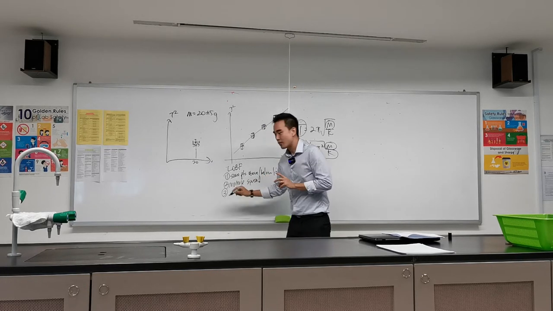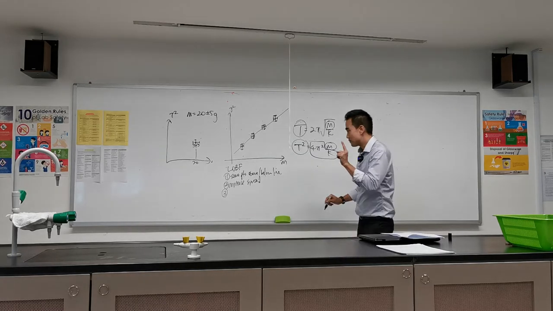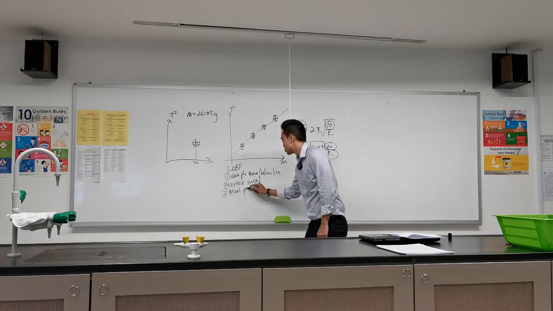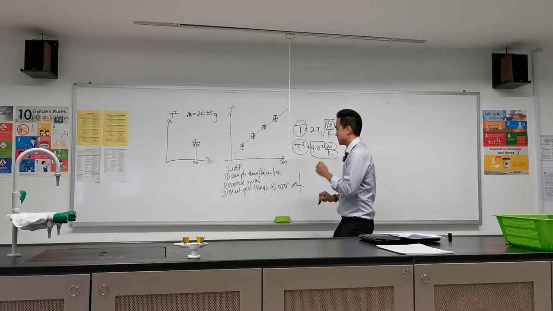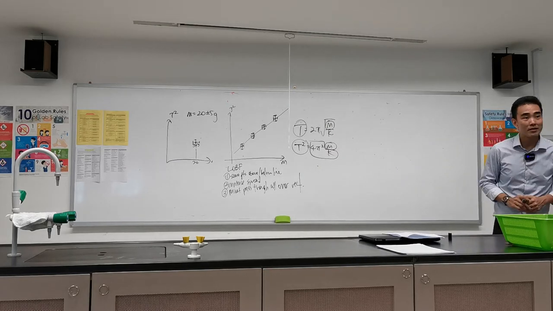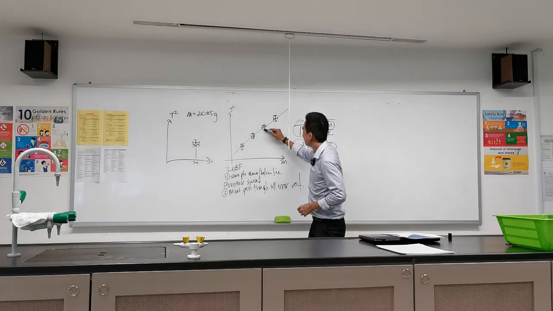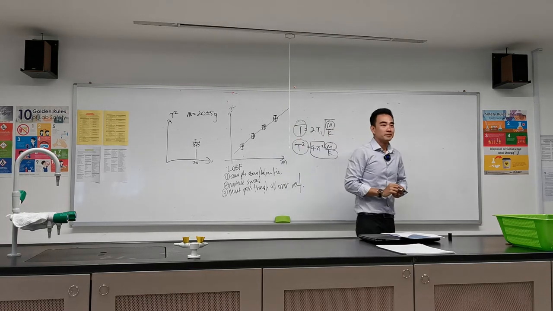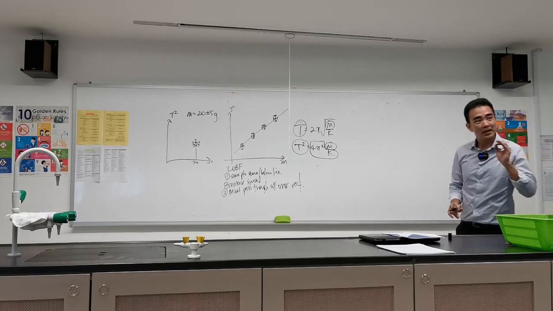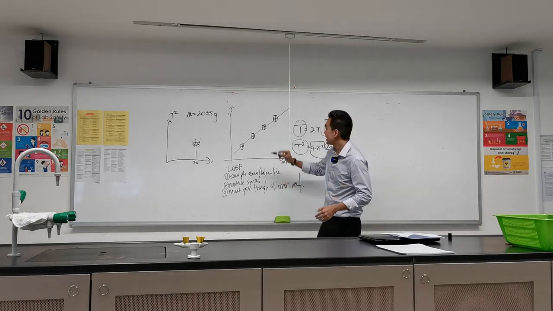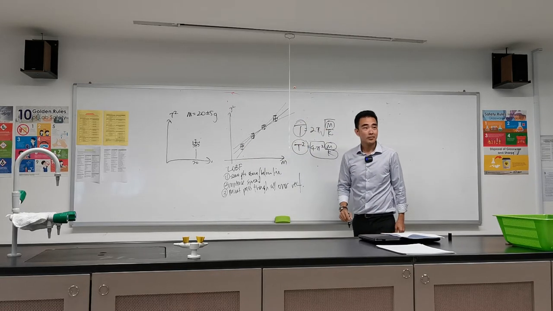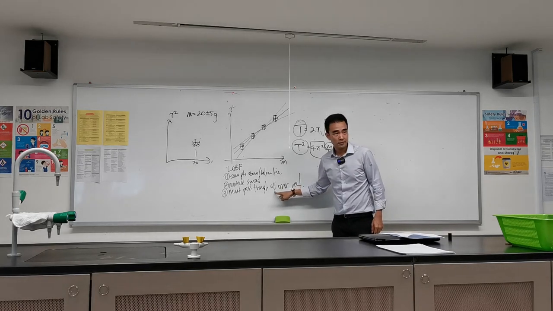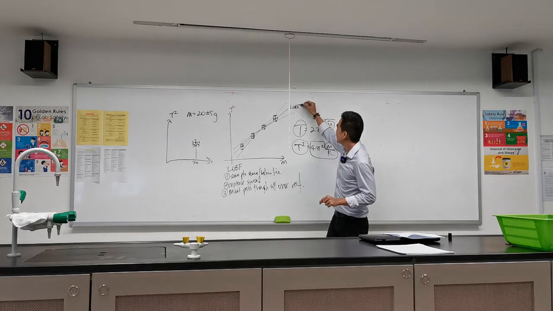Now, the third point is the one that you're not taught in your secondary years. The third point is it must pass through all the error rectangles. What do I mean? It must pass through all the rectangles over here. Now, do you therefore agree that even the line itself can have different gradients? I can have a line that passes through here, or I can have a line that passes through here. And it still satisfies this condition. So this is the line of best fit. This is the maximum line, and this is the minimum line.